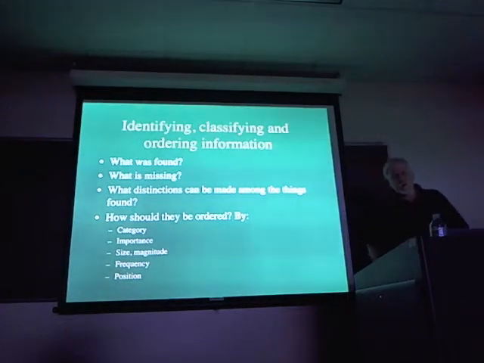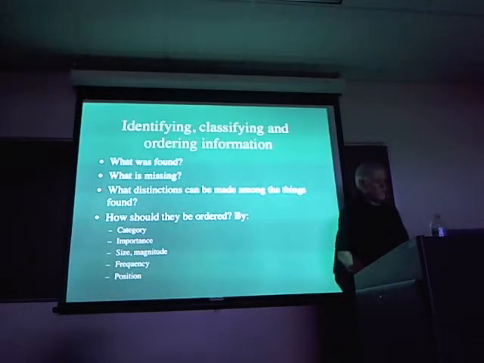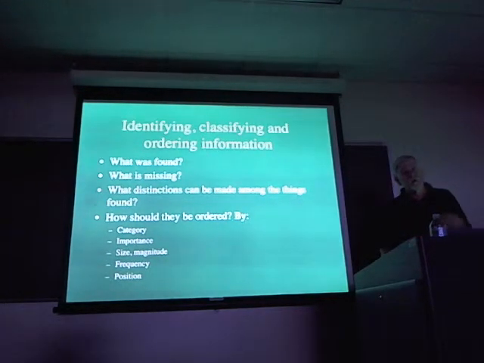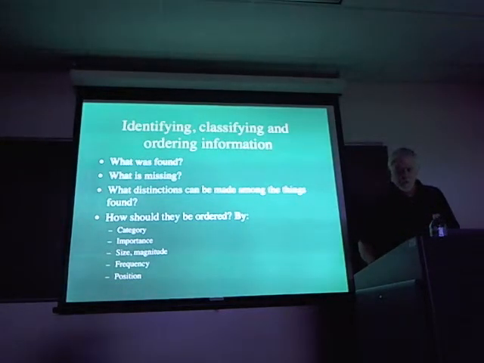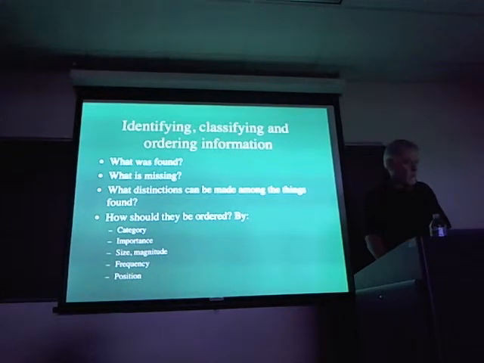So these are questions that you ask yourself while you're doing that. What is it that I found? What is missing from what I have? What distinctions can be made among the things found? How can I categorize them? What groupings seem to fall into? Is there a range of importance here? Are some things of greater magnitude and size and other things small and less significant? Is there some frequency of occurrence of certain kinds of things so you can begin to draw some conclusions about validation and patterns and so on?